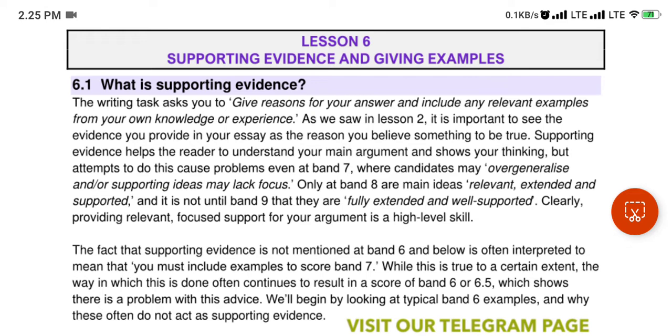but attempts to do this cause problems even at band 7, where candidates may overgeneralize and/or supporting ideas may lack focus. At band 9, main ideas are relevant, extended, and supported. It's not until band 9 that they are fully extended and well supported. Clearly providing relevant and focused support for your arguments is a high level skill.